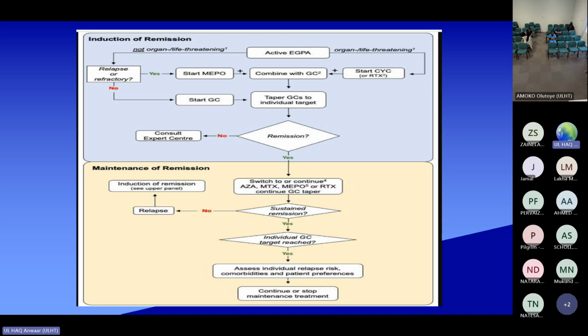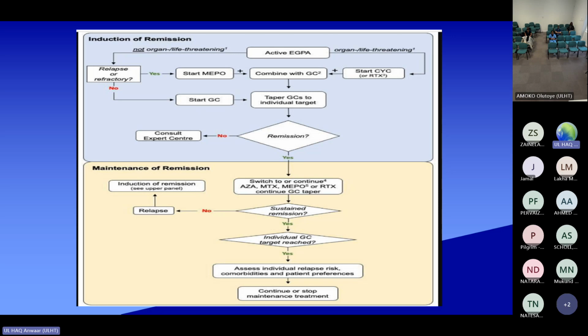Mepolizumab is recently approved for the treatment of EGPA. I think it was initially started in the USA in 2017, and now NICE has also approved starting mepolizumab. With glucocorticoids, you can give cyclophosphamide if there is life-threatening organ involvement, and start tapering off the glucocorticoid when the clinical condition and inflammatory markers start improving and the patient is in remission.